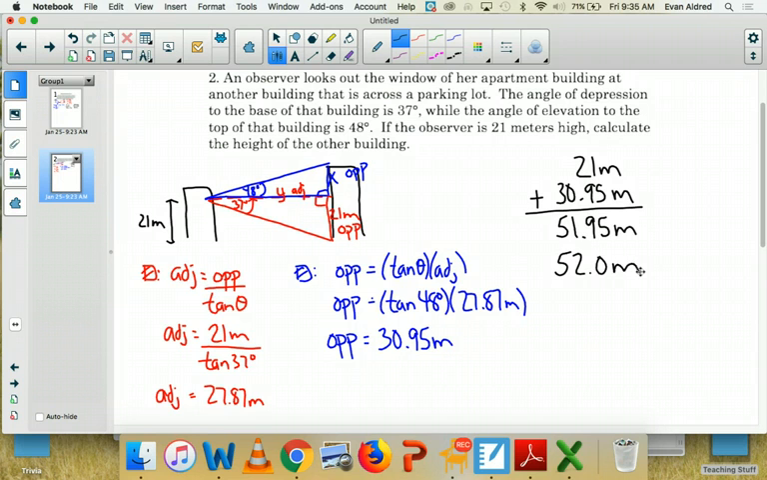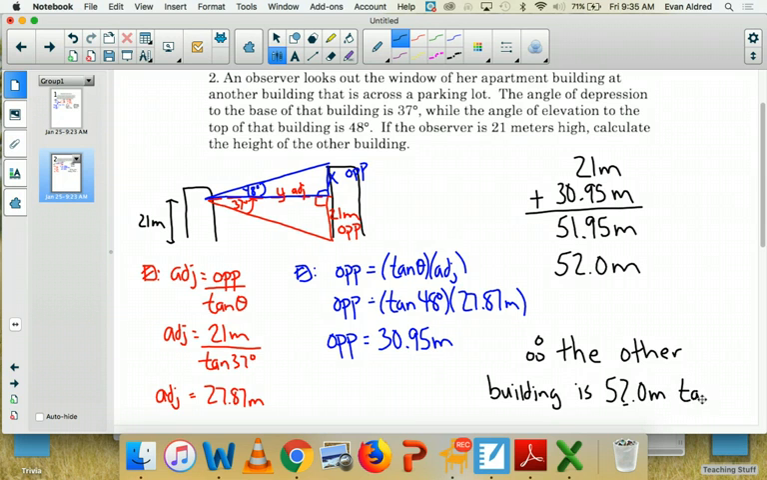Now, it's a word problem, so once again, we finish it off with a concluding sentence. So we would say, therefore, the other building is 52.0 meters tall.